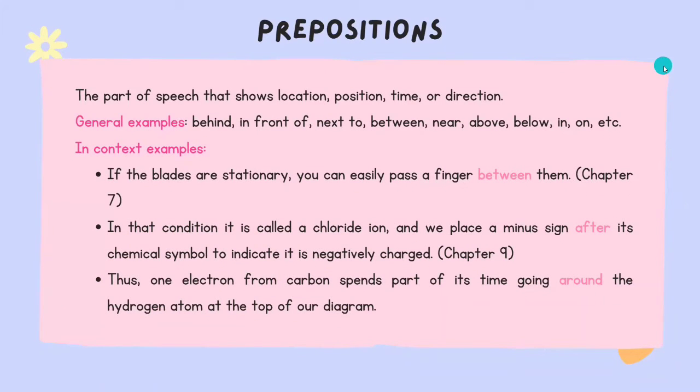Prepositions. The part of speech that shows location, position, time, or direction. General examples: behind, in front of, next to, between, near, above, below, in, on, etc. In context examples, if the blades are stationary, you can easily pass a finger between them. In that condition, it is called a chloride ion and we place a minus sign after its chemical symbol to indicate it is negatively charged. Thus, one electron from carbon spends part of its time going around the hydrogen atom at the top of our diagram.